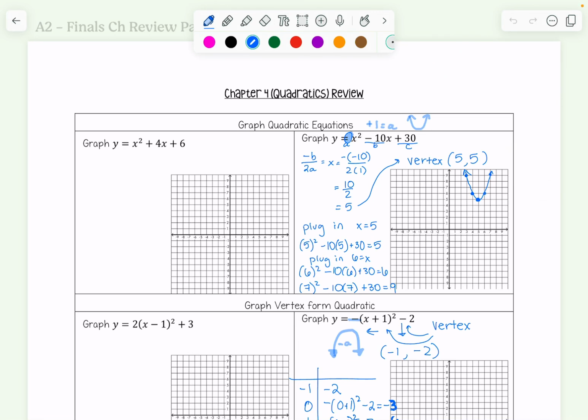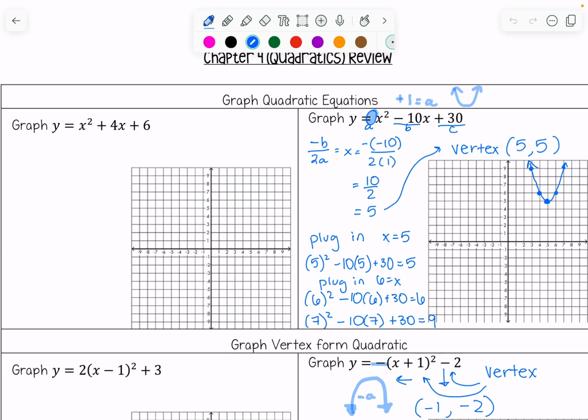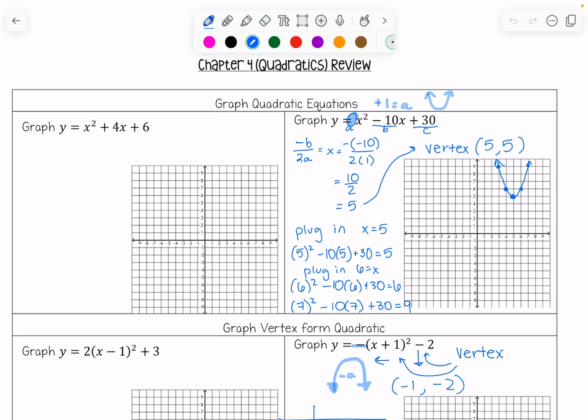Hi everyone, we're going to go over chapter 4, the quadratics chapter. So go ahead and get the open notes from Canvas so we can go over it together. I have a completed one on the right for us, and then I'm going to work the one on the left.